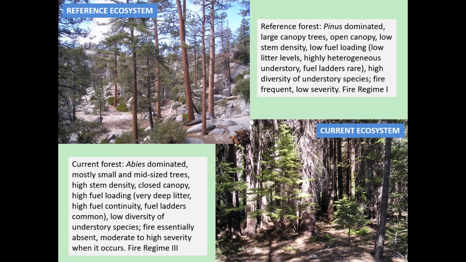Bottom right is the current condition in much of the landscape. It's very different. It's fir, Douglas fir, and incense cedar dominated, mostly small and medium trees, high stem densities, closed canopy, high fuel loadings, low diversity of understory species, very homogeneous. Fire's essentially been absent in the system for about 100 years. It's a fire regime 3 system now. It's not going to burn at low severity anymore. You burn this thing, if you can get it going, you're going to kill a lot of the trees.